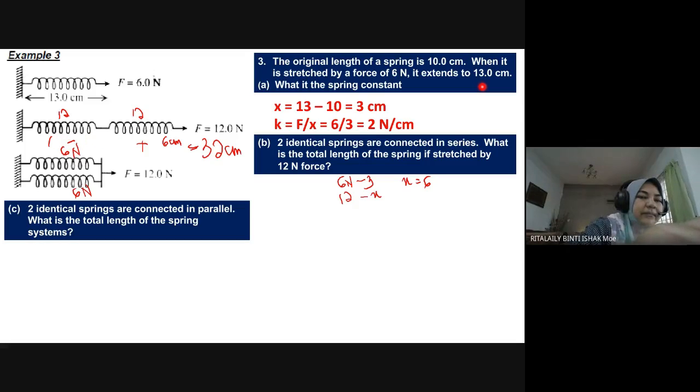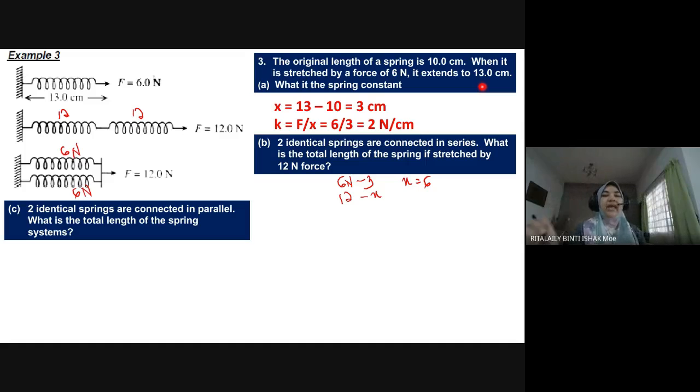Let me erase this one. So from A, we know that when the force is 6 Newton, the extension is 3 cm. So this one will extend 3 cm. This one will also extend 3 cm, 3 cm. Yes. So the total length of the spring now is 13 cm.